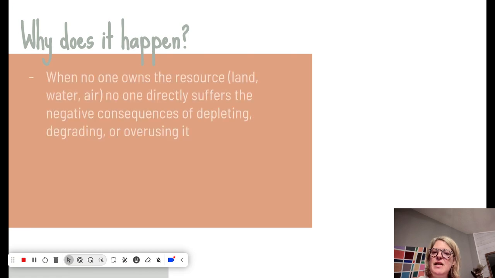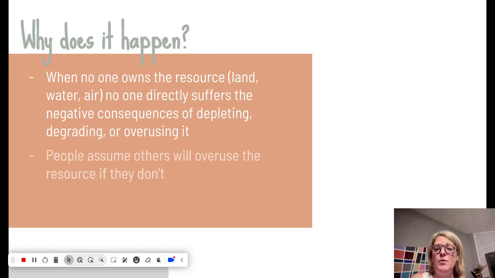Okay, so why does this happen? Well, no one actually owns the resource, so no one directly suffers the negative consequences of depleting or degrading or overusing it, at least in the short term. So people assume that if I don't use it, then who's going to use it? So I might as well use what I need, even if they really don't need it, and they tend to overuse it with that mindset.